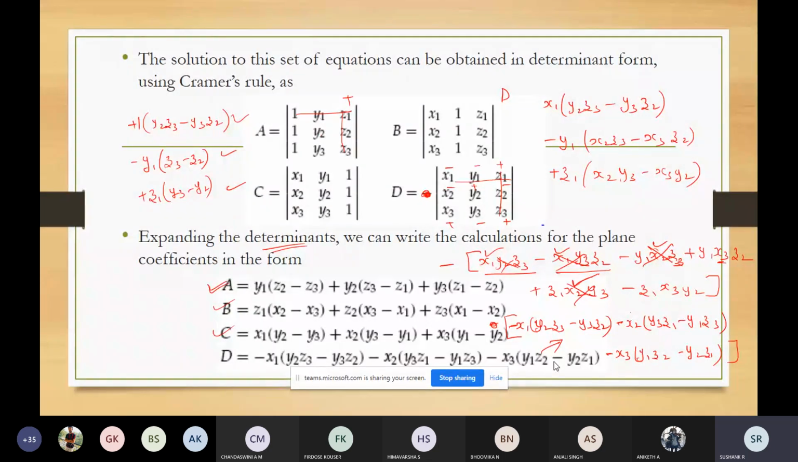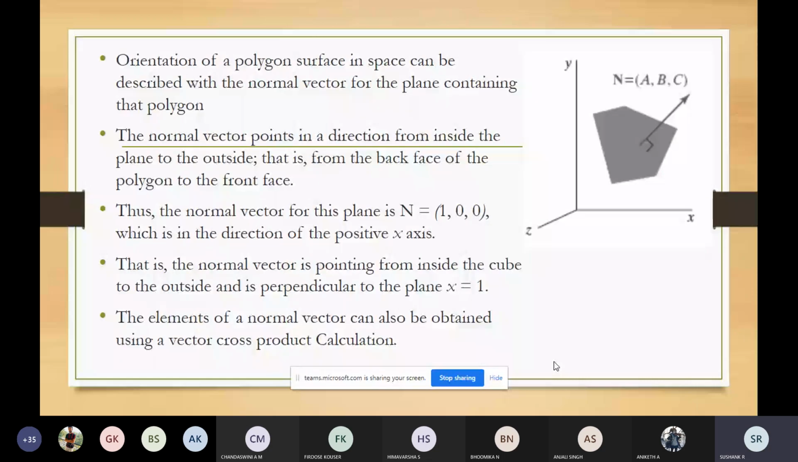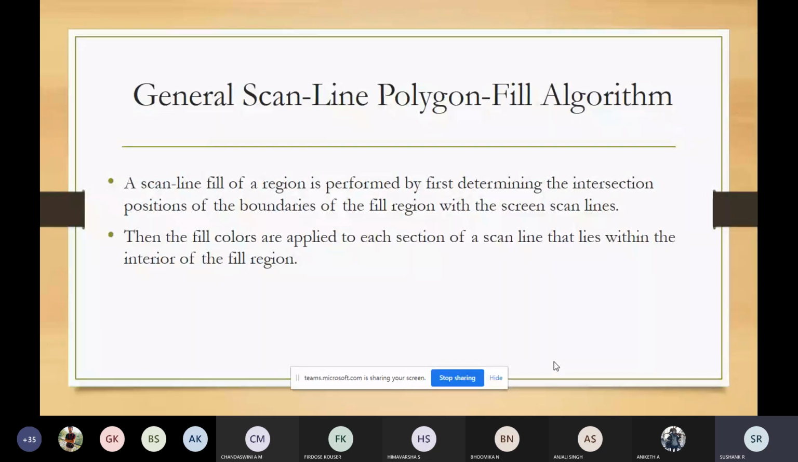In the next class, we'll talk about the front and back polygon faces, and the fill area attributes, and the scan line algorithm, and the scan line polygon fill algorithm. This is also a very important algorithm from the examination point of view. So we'll study these concepts in the next class. I'll stop the class now. The remaining we'll see in the next class.